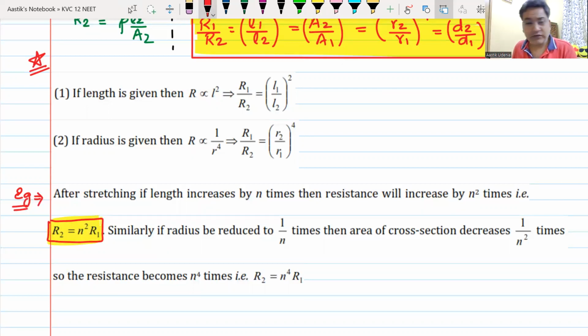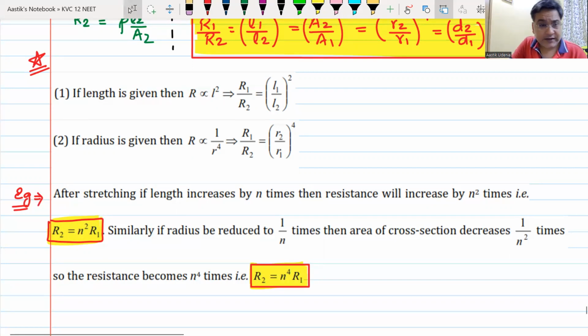Similarly, they can give you that the radius is reduced to 1 by n times. In that case, your final resistance R2 will become n raised to the power 4 times R1. Do we understand this, everyone? Please remember this and do not forget this. I'll give you one more pointer, then I will give you time to note down these pointers.